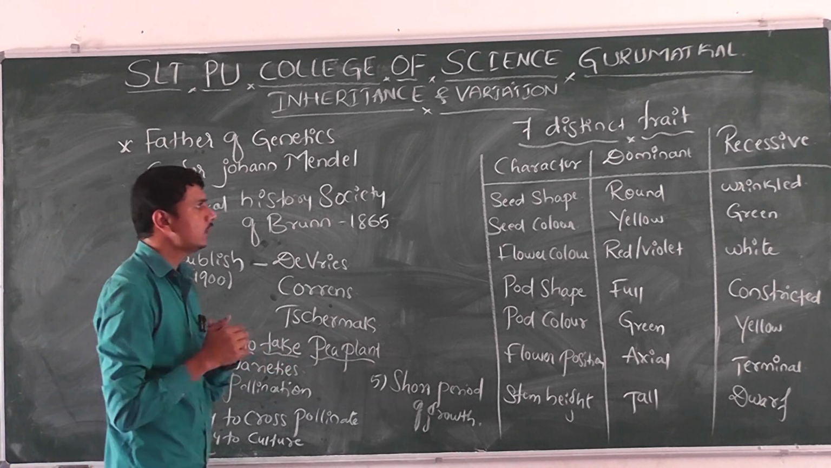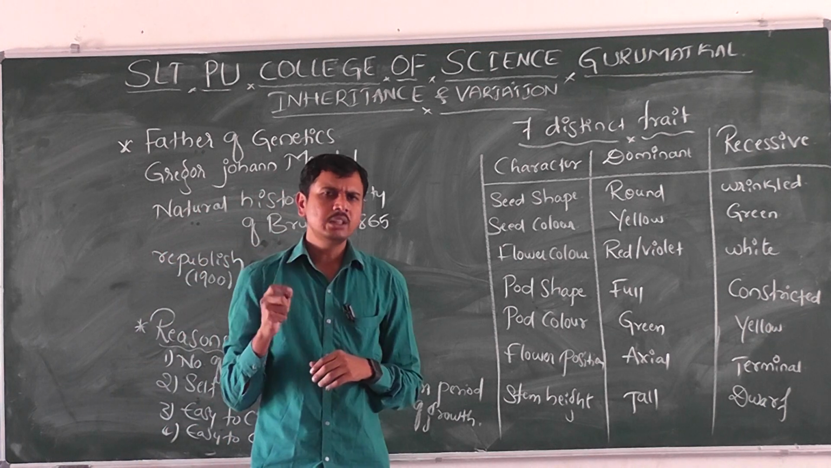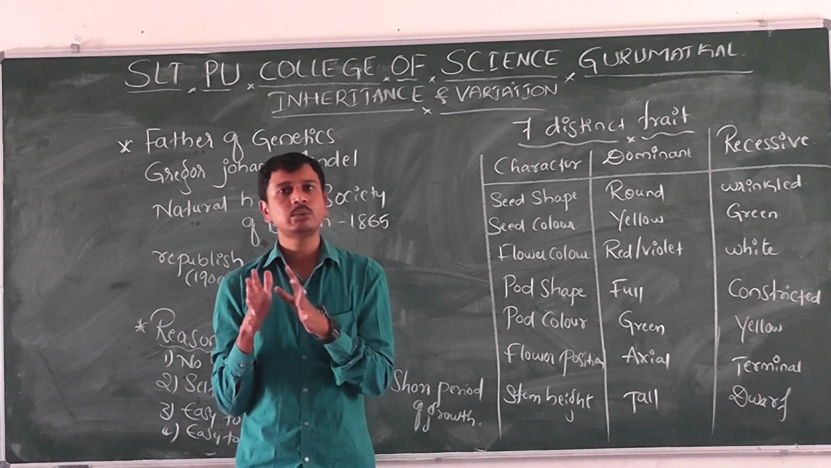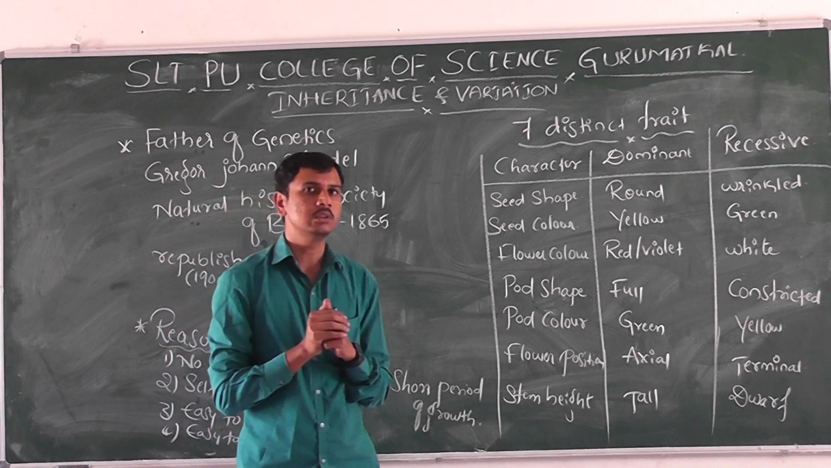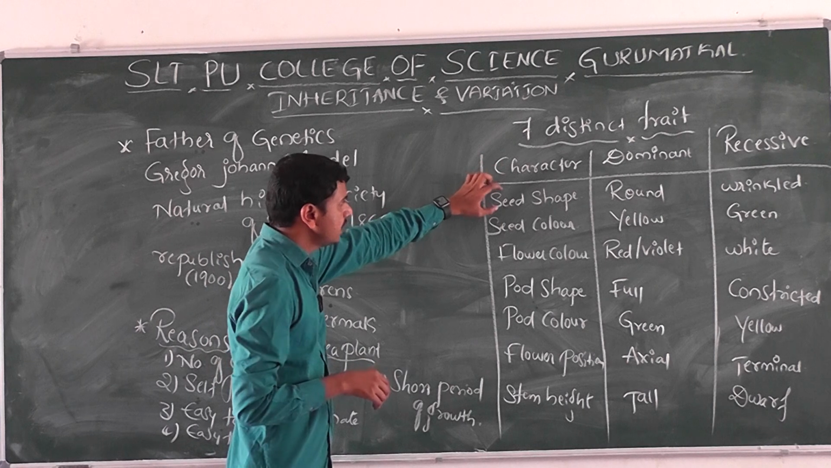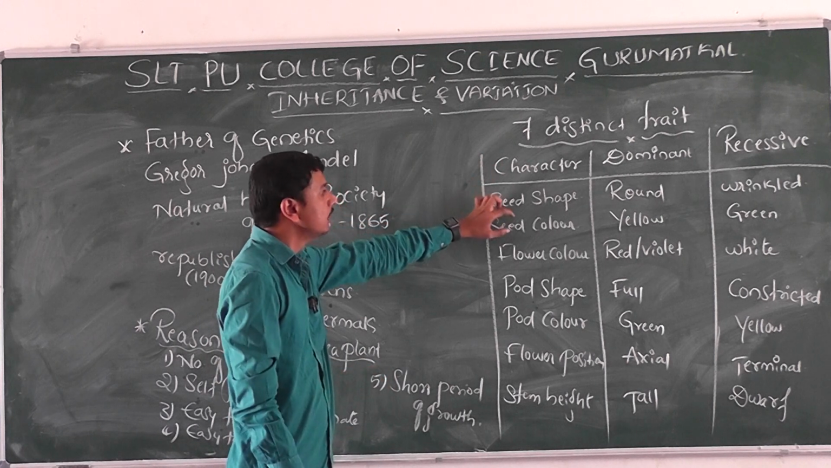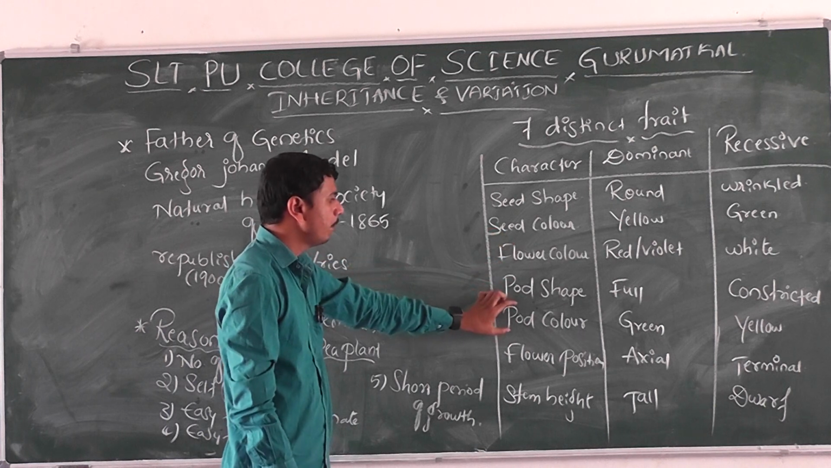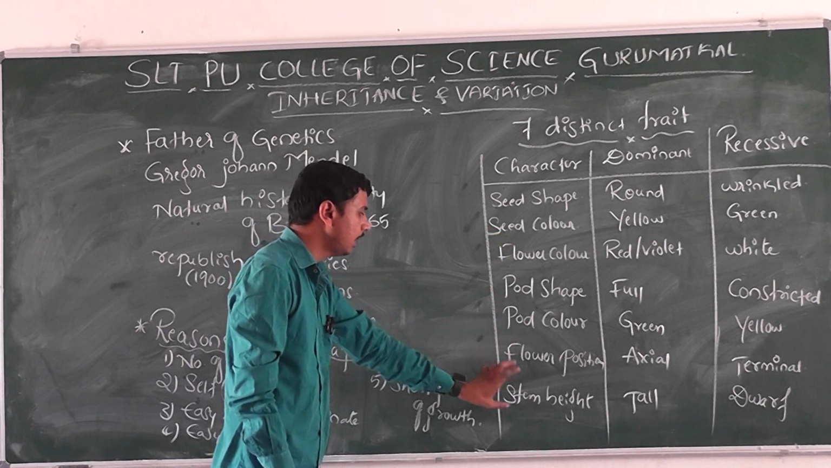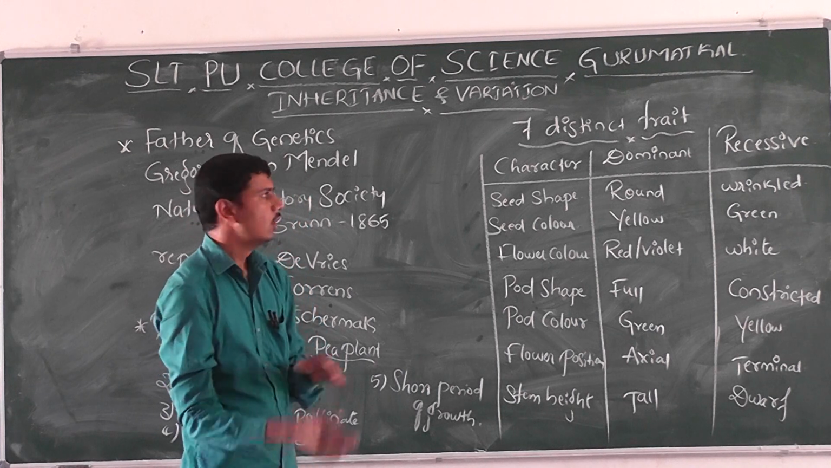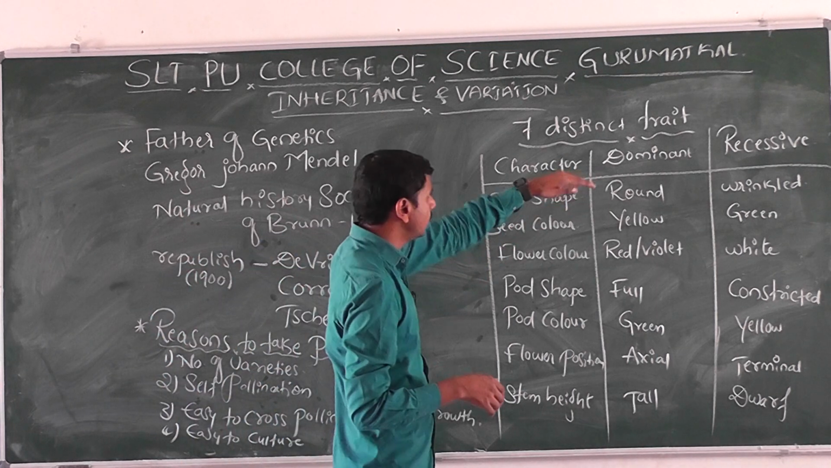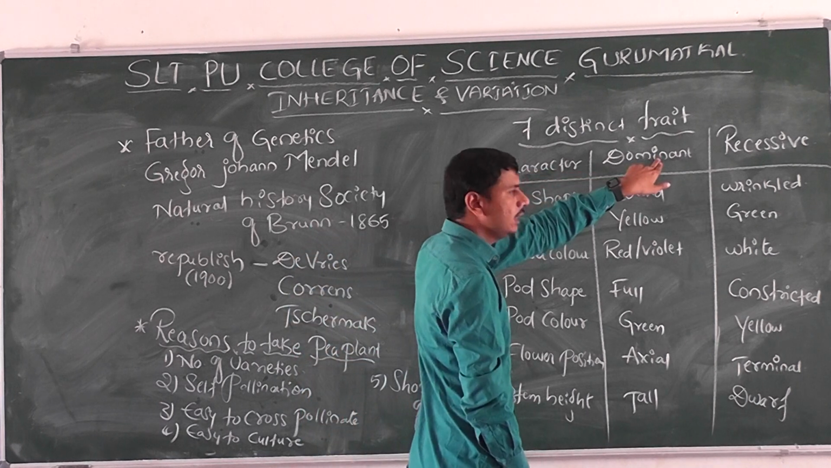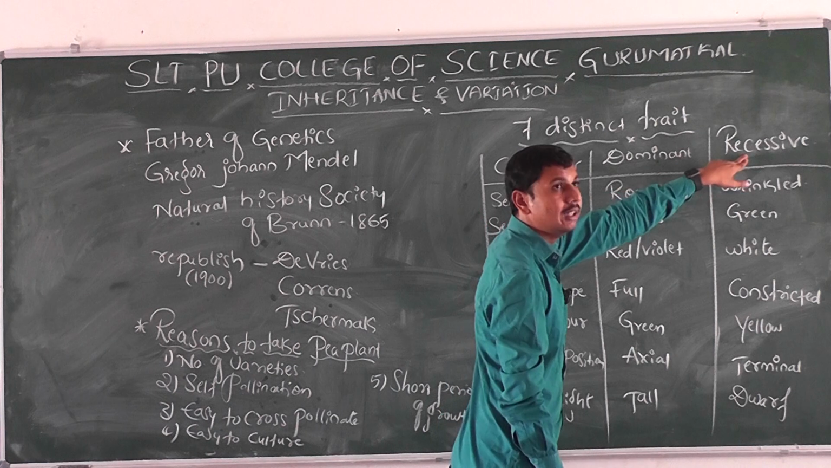Next we are going to see that when he took the pea plant, he concentrated on 7 traits or 7 characters. First he concentrated on seed shape, then seed color, flower color, pod shape, pod color, flower position, and stem height. We will see each one. Each one we call a character. In those characters, there is a dominant trait and a recessive trait.